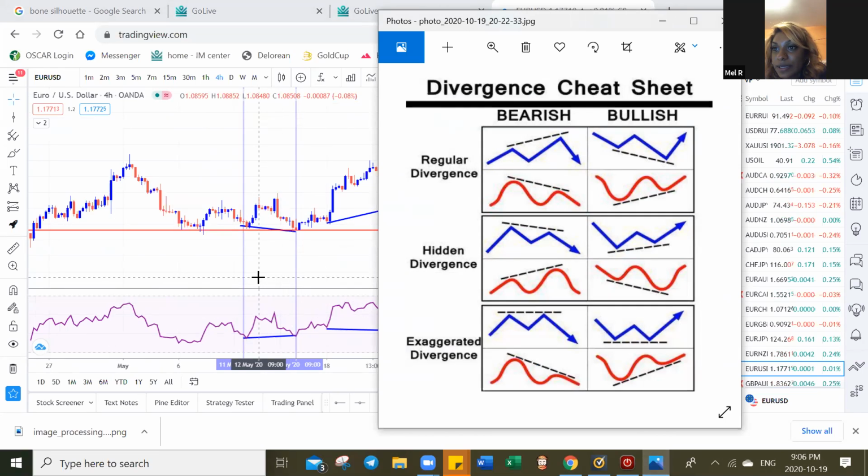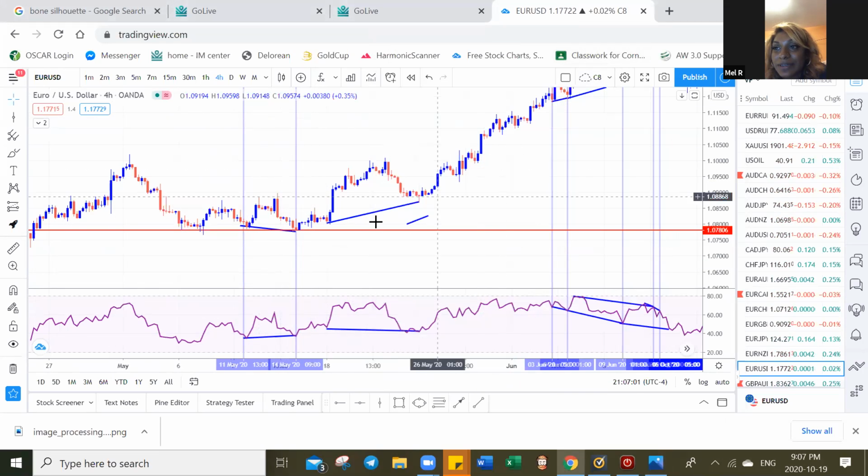What are we looking at here? Regular bullish. Perfect. Christian, you got it. Jen, you can go ahead. Regular bullish. Guys, remember, regular divergence indicates trend reversals. What's happening here? Good trend reversal.